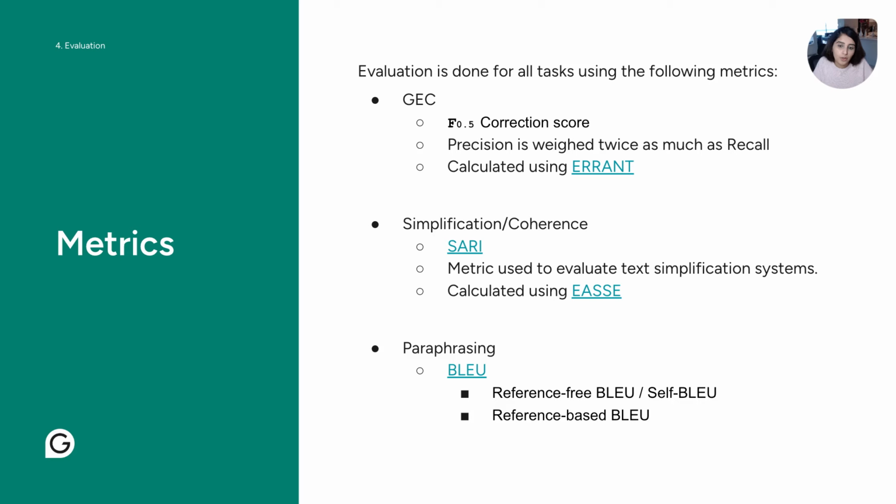For simplification and coherence, we use SARI, which is again a widely popular metric used for text simplification systems. Paraphrasing is a little bit tricky. For that, we use the BLEU score, and we use both reference-free, which is also called self-BLEU in the literature, as well as reference-based BLEU scores, because we feel that together they give a good picture of how paraphrasing is working, rather than just using one alone.